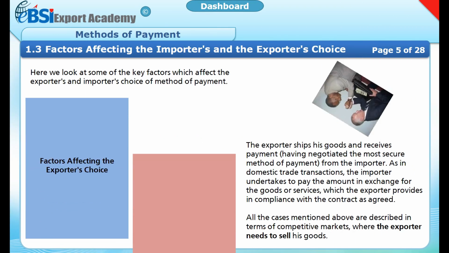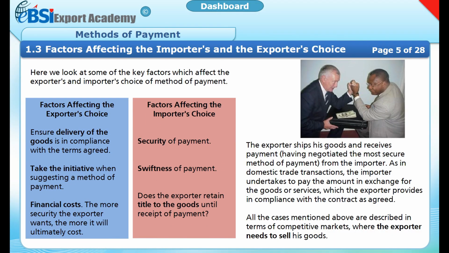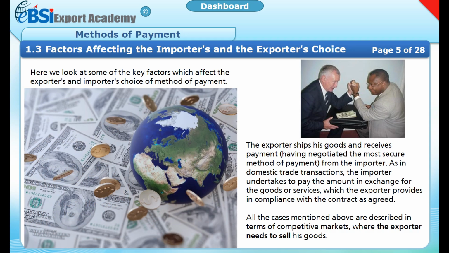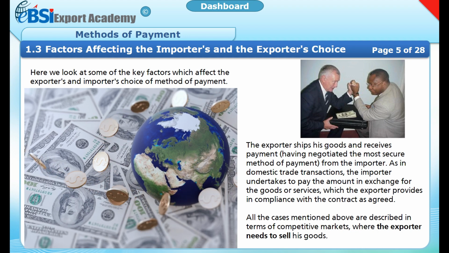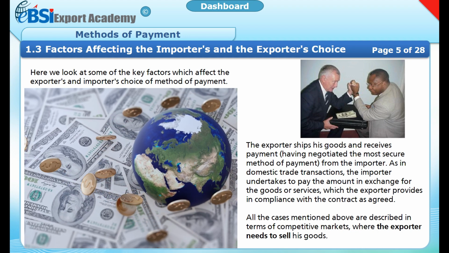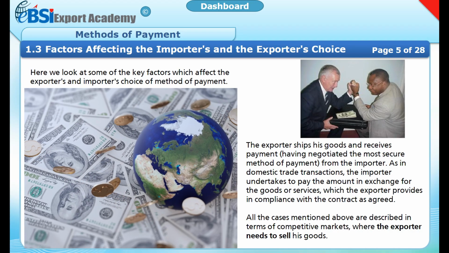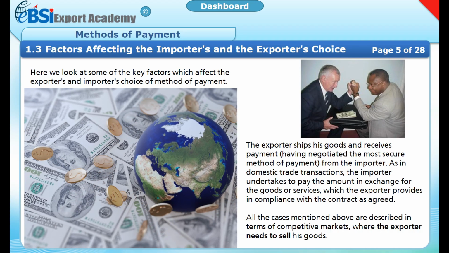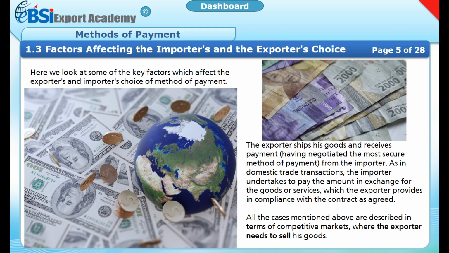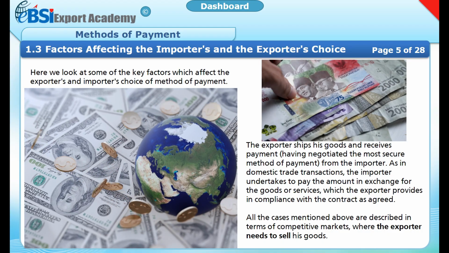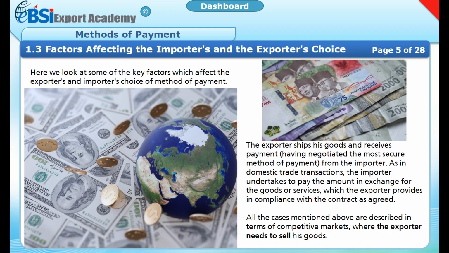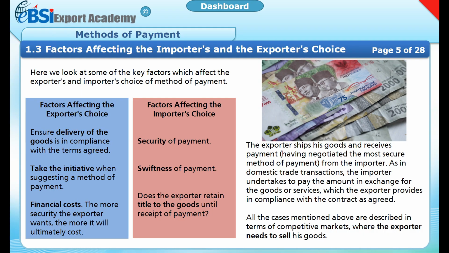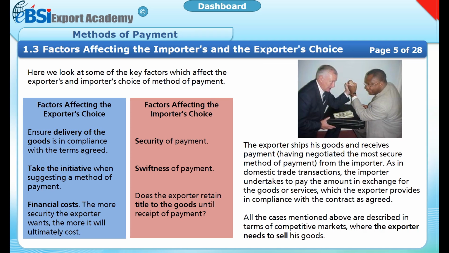Factors affecting the importer's and the exporter's choice. Here we will look at some of the key factors which affect the exporter's and importer's choice of method of payment. The exporter ships his goods and receives payment having negotiated the most secure method of payment from the importer. As in domestic trade transactions, the importer undertakes to pay the amount in exchange for the goods or services which the exporter provides in compliance with the contract as agreed. All the cases mentioned above are described in terms of competitive markets where the exporter needs to sell his goods.